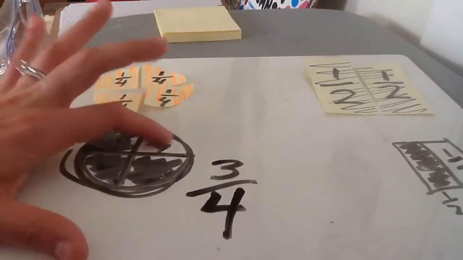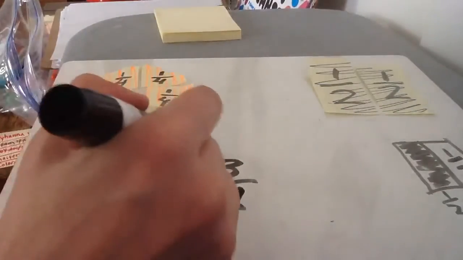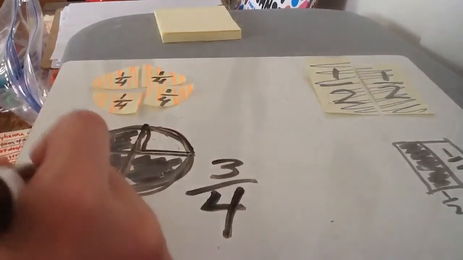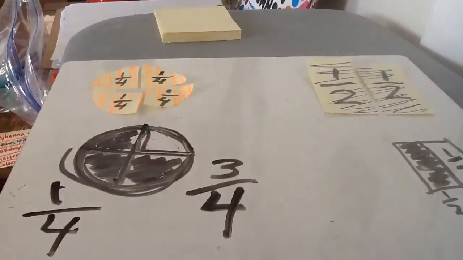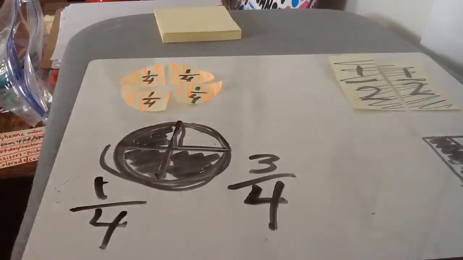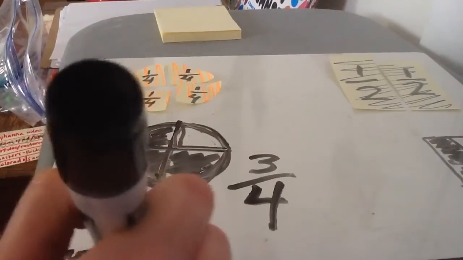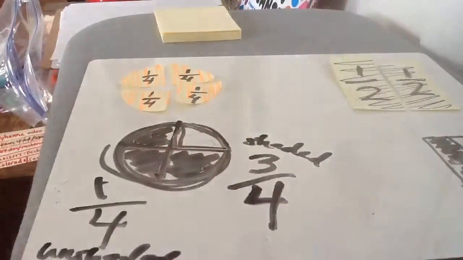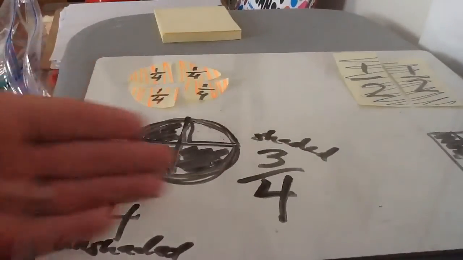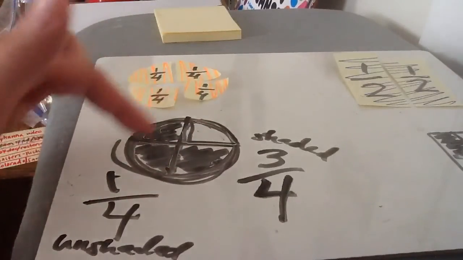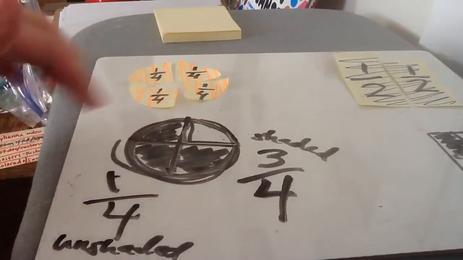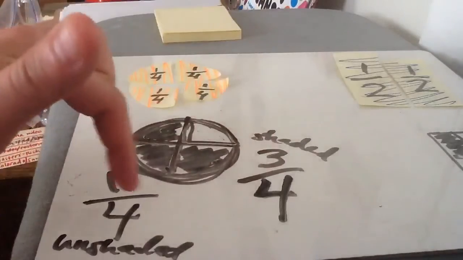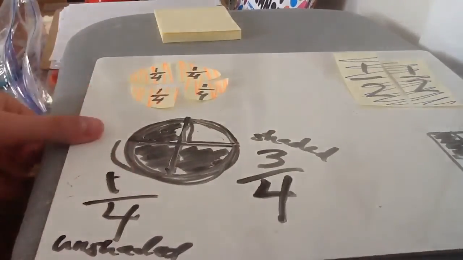What's the unshaded fraction? The unshaded fraction is the part that's not shaded. There's only 1 out of 4 that are not shaded. So we have an unshaded 1 and a shaded 3. But our denominator stays the same because the denominator tells how many parts are in the whole. And no matter how many parts we shade or don't shade, there will always be 4 parts in this whole. All right, do your best.